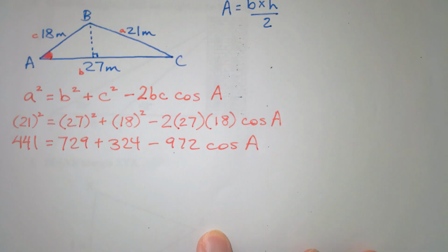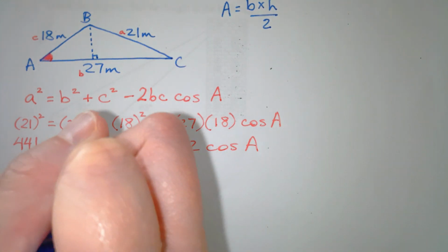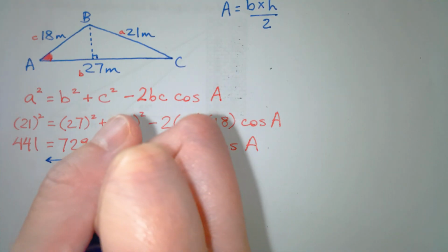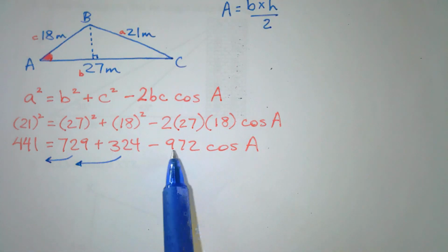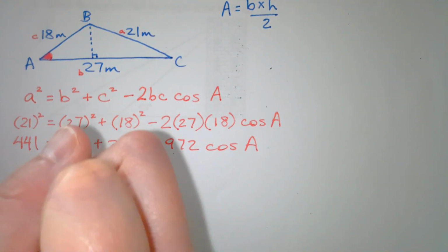Now, those of you who did your homework last night, what's my next step? Ethan. Right. I have to move these two over, by subtracting. Do not add and subtract these three. So 441, take away 729, take away 324. I get negative 630.